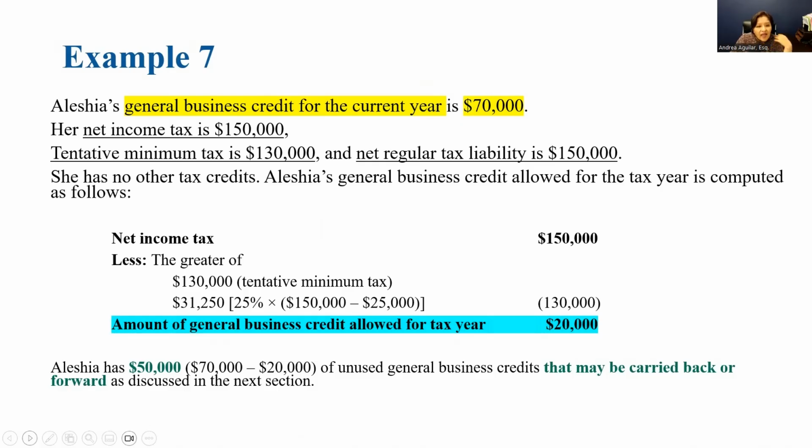So let's go again. Alessia's general business credit for the current year, $70,000. Her net income tax is $150K. Tentative minimum tax is $130K. So at the end of the day, how much is she paying in taxes? $150K. Now, she has no other tax credits. I hope that you can see that the net income tax is the taxable amount that she potentially had to pay before we apply this credit.